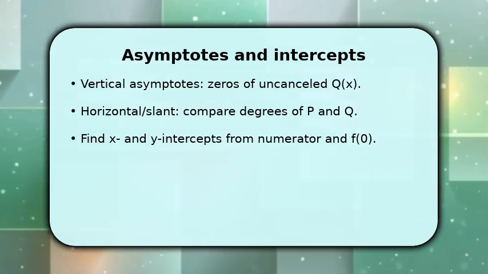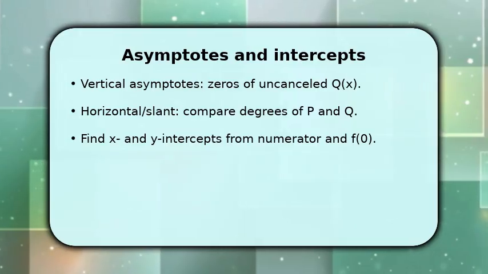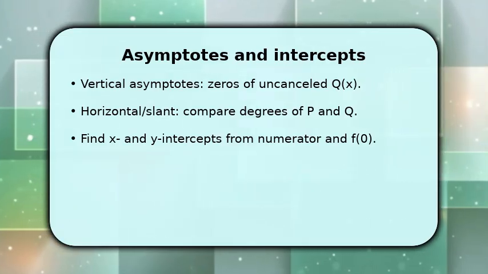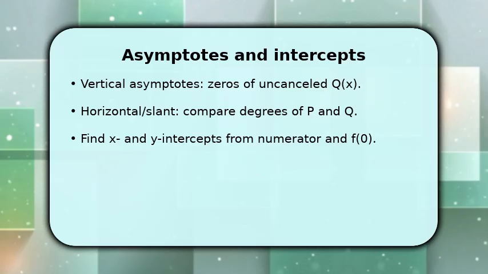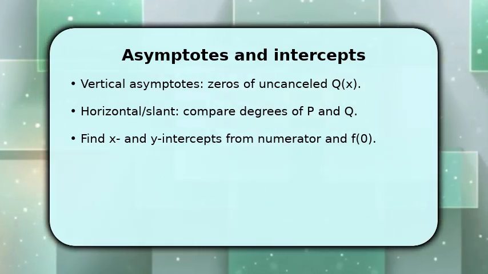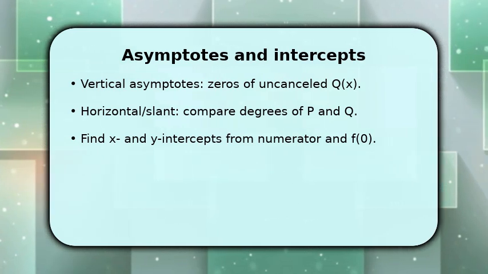For horizontal or slant asymptotes, compare degrees. Equal degrees give a horizontal at the leading coefficient ratio. Degree numerator 1 larger gives a slant by polynomial division. Also compute x-intercepts from numerator roots, not cancelled, and the y-intercept f(0).